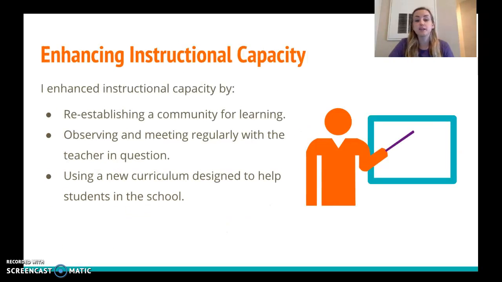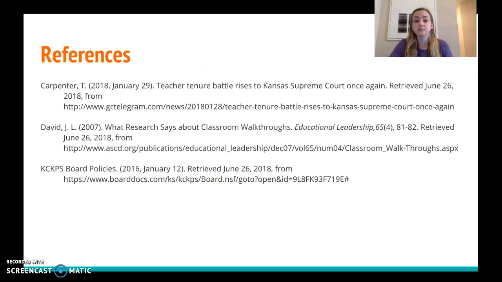And then finally, enhancing instructional capacity. I want to reestablish a community for learning in this room. Right now, there's no community for learning in Mrs. Horton's room. No one's learning because no one feels safe. So I want to reestablish that community. I want to observe and meet regularly with the teacher in question to help her improve her teaching and continually grow professionally. And I am also going to mention a minor element of this case was using a new curriculum designed to help students in the school also improve the instructional capacity of the building.